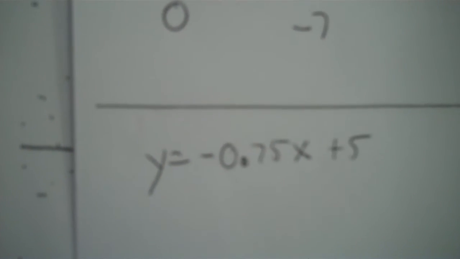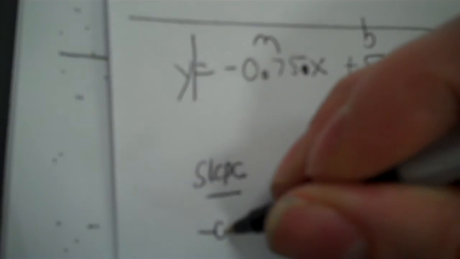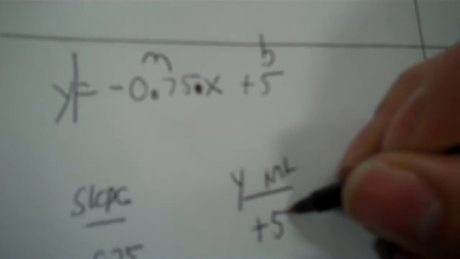Y equals negative 0.75x plus 5. So slope, y-int. Here's the x, it's got a times and a plus. The multiplying number is your m, and then the added number is your b. So the slope is negative 0.75, and the y-intercept is positive 5.